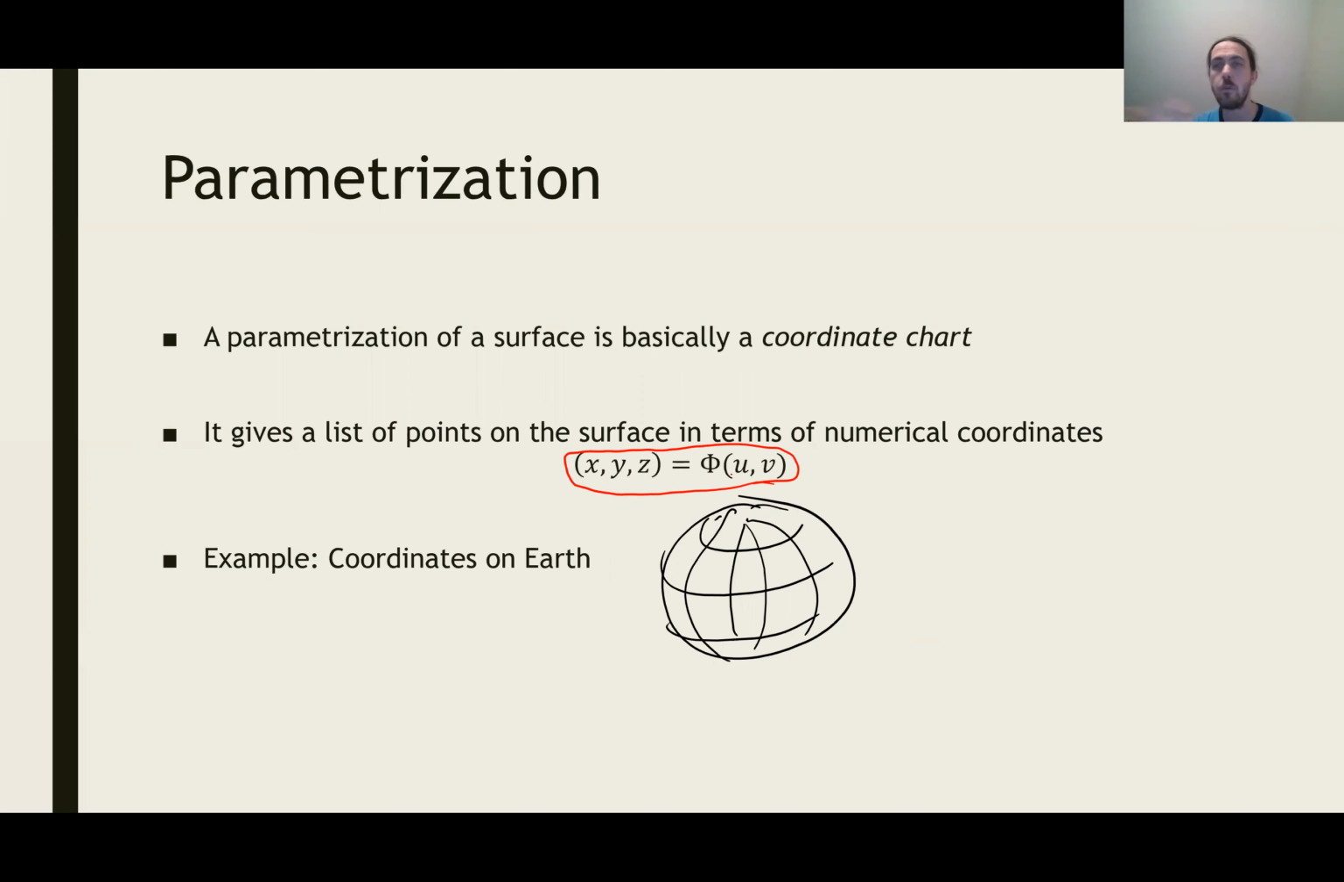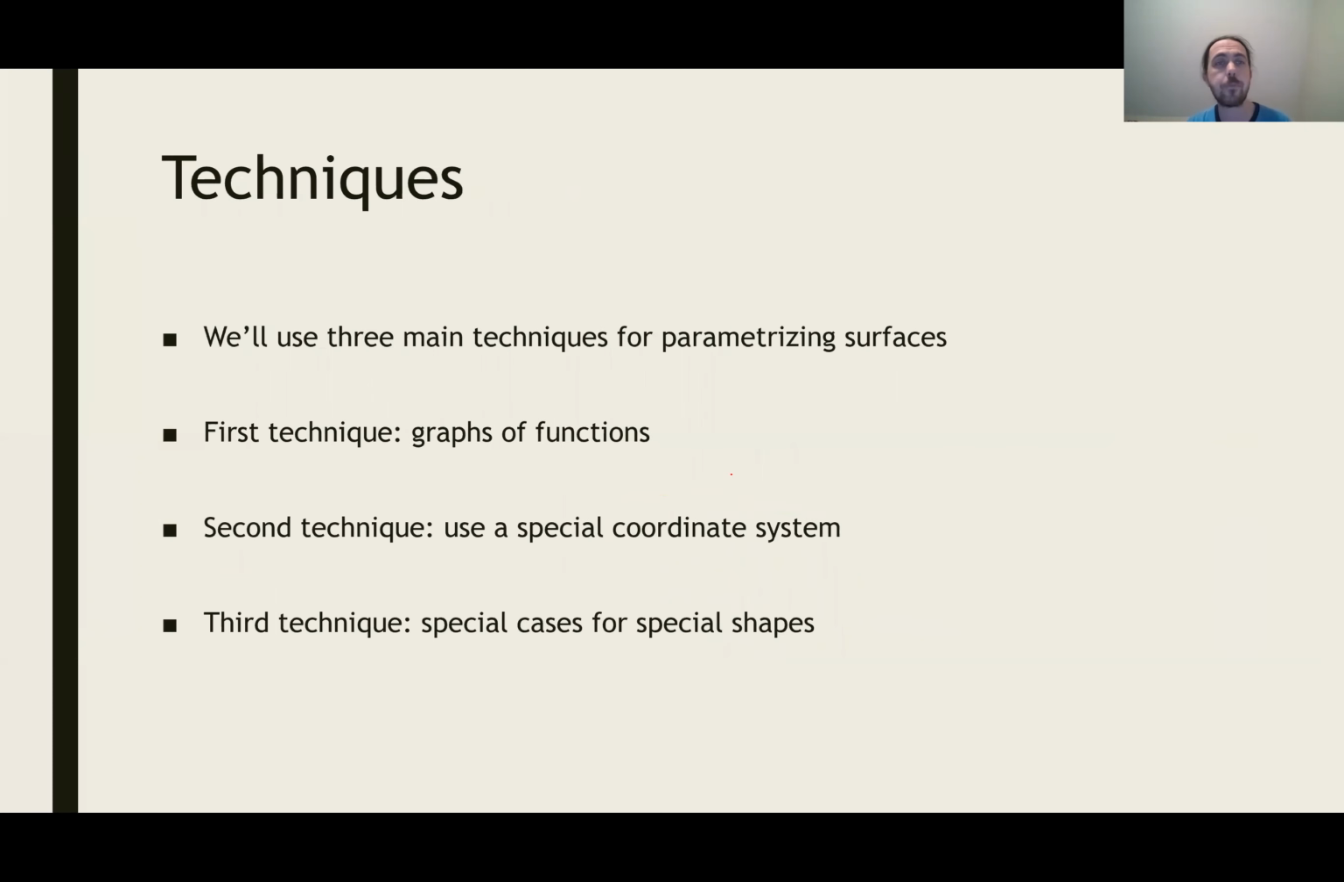And so, for example, coordinates on Earth are typically given in terms of latitude and longitude coordinates. That describes the points of Earth in terms of a pair of numbers that fall between 0 degrees and 360 degrees and fall between 0 degrees and 180 degrees, or minus 90 and 90.